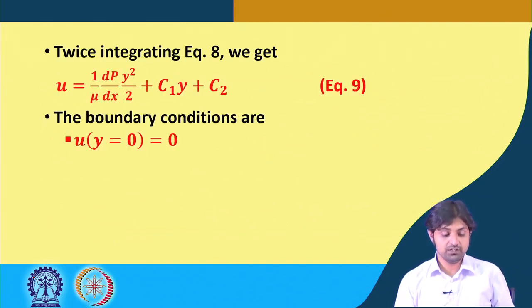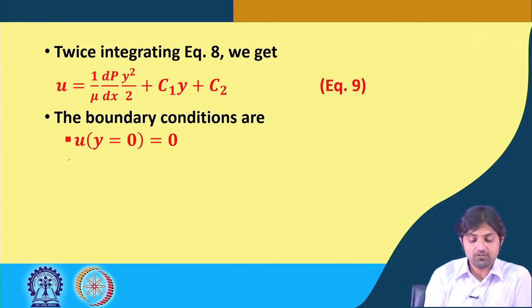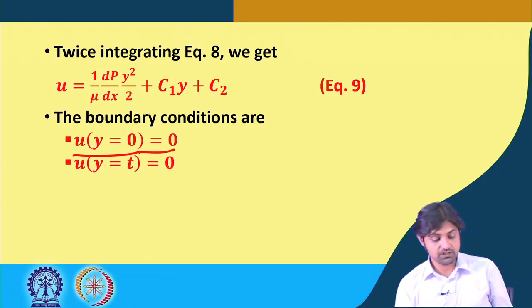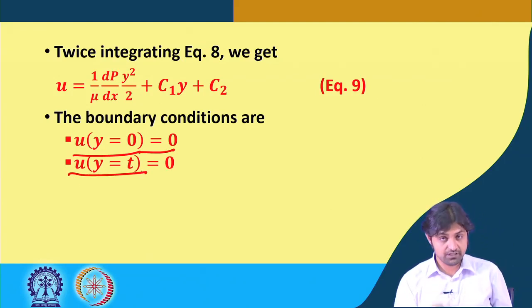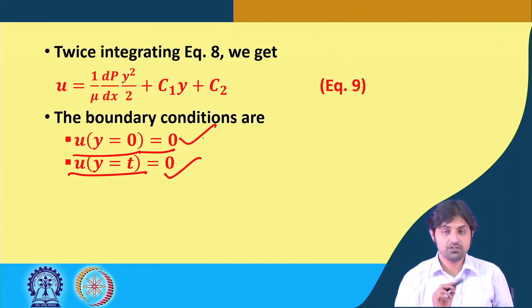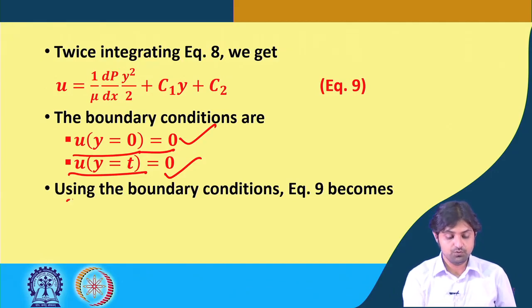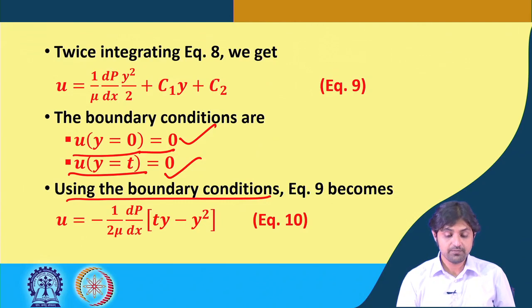Now, the boundary conditions are: u at y equal to 0, the plate is fixed, so due to the no slip condition, the velocity will be 0. Also, at the other end, after the distance t, also because of the no slip condition, the velocity is going to be 0. And if we use these boundary conditions in equation 9, we get u is equal to minus 1 by 2 mu dP/dx into (ty minus y square).